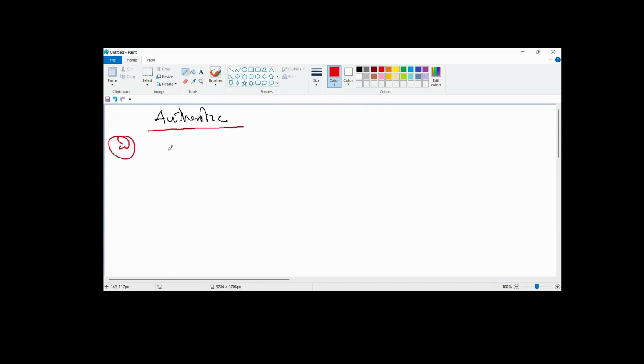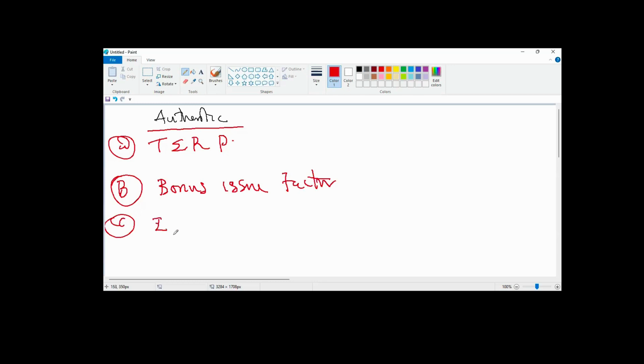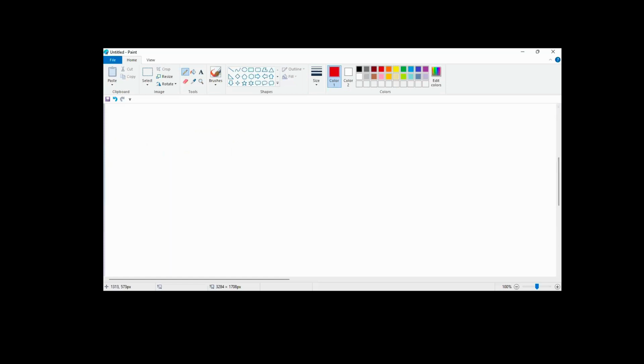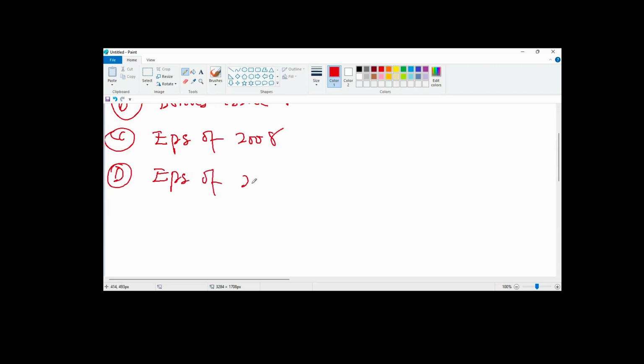We said A, theoretical ex-rights price. B, bonus issue factor. C, earnings per share of 2008. Then D, earnings per share of 2009. These are the requirements we are looking for.